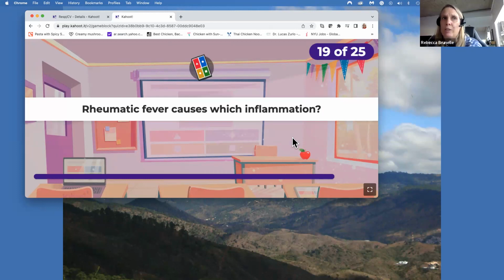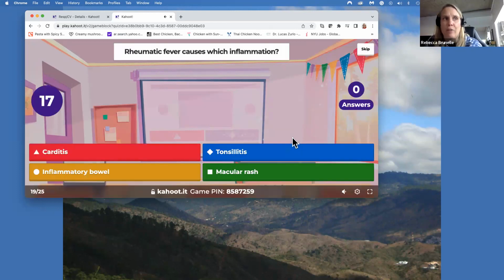So rheumatic fever causes which inflammation? Carditis, inflammatory bowel, tonsillitis, or macular rash?